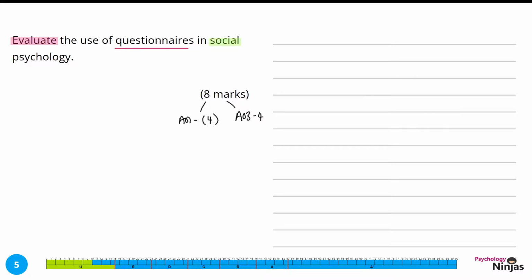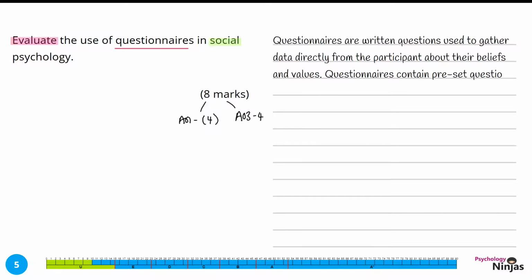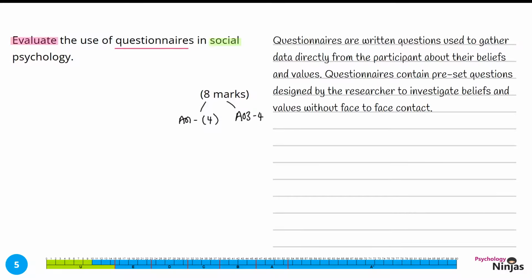This is our features of questionnaires. Questionnaires are written questions used to gather data directly from the participant about their beliefs and values. We're demonstrating clear knowledge of the features of questionnaires in that they're written questions and that these gather information from the participant. They're also sometimes called self-report techniques for this reason, that these contain preset questions and that this is without face-to-face contact, all distinctly different from interviews.